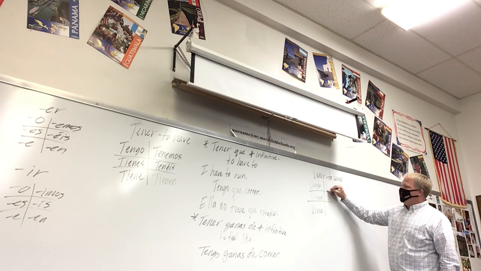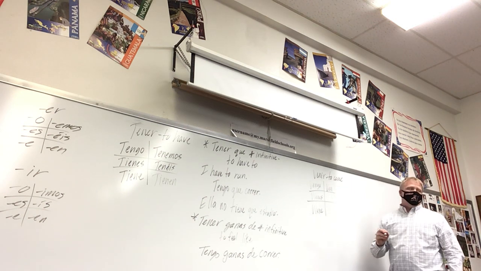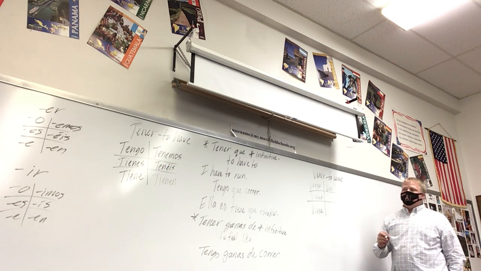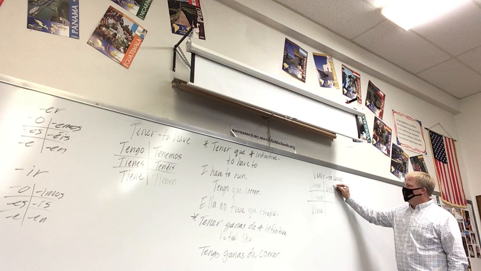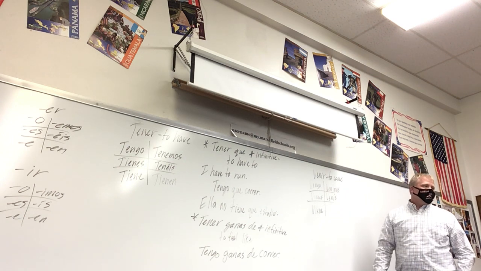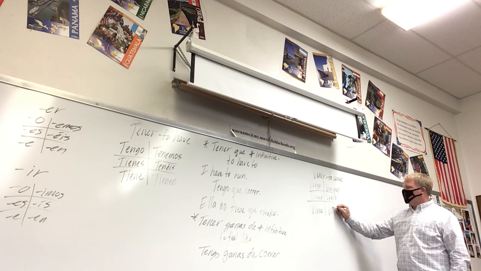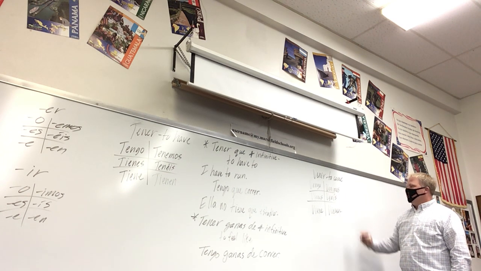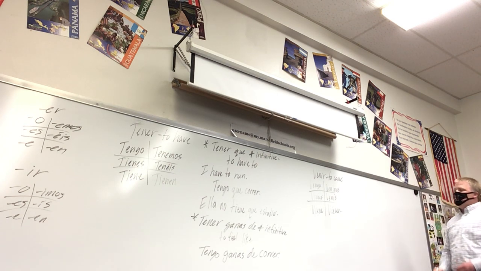This is an IR verb, so our stem is VEN. It's the IR ending for the nosotros, imos. Awesome. VEN, vosotros, ís, third person plural, vienen. Vengo, vienes, viene, venimos, venís, vienen.